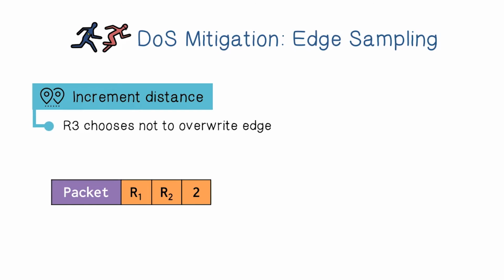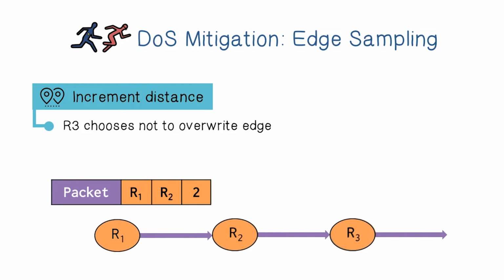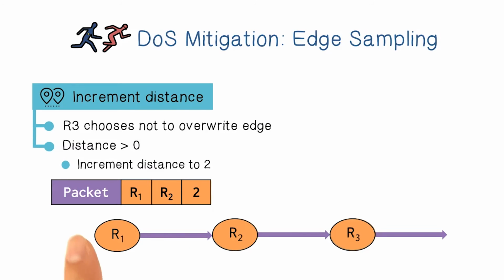to 1. Now for R3, it tosses the coin and it's tail again, but the distance was not 0, so it does not write itself to the end. It simply increments the distance from 1 to 2.